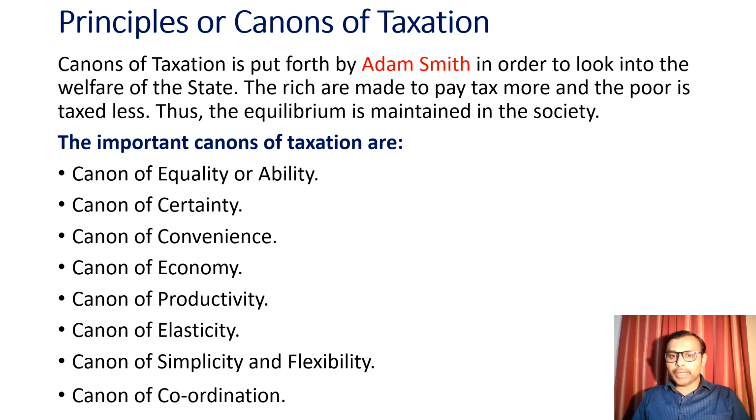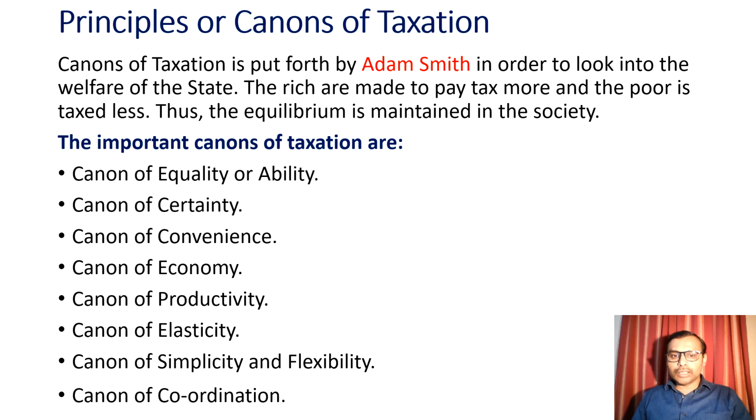That is, the rich are made to pay more tax and the poor are taxed less. That is, the equilibrium is maintained in the society. Everyone is not the same. Suppose, for example, if you earn 100 rupees and you have to pay 10 rupees tax, it is not good. So you have to collect tax based on their earning capacity. So Adam Smith has given different canons of taxation. Let us discuss the important canons of taxation one by one.